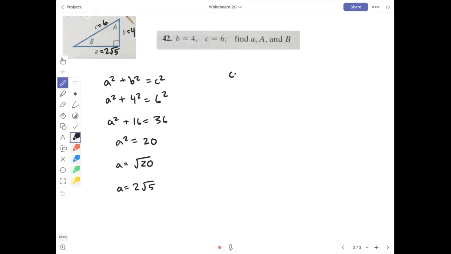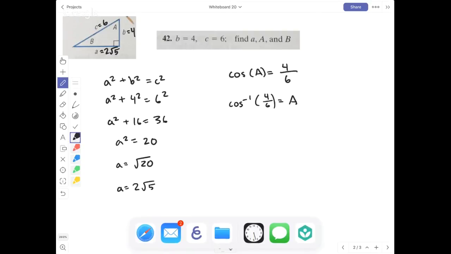So I'm going to say that the cosine of angle A is equal to the adjacent 4 over the hypotenuse 6. And that means that the arc or inverse cosine of 4/6 is equal to angle A. So I'm going to pull up my handy dandy calculator, which on my iPad is Desmos.